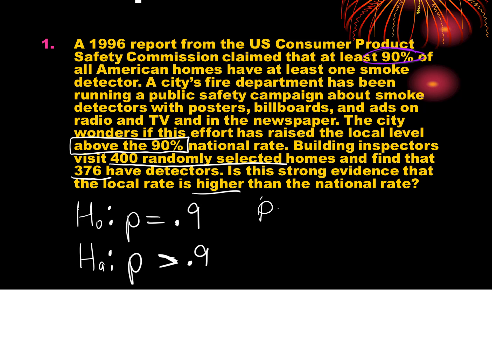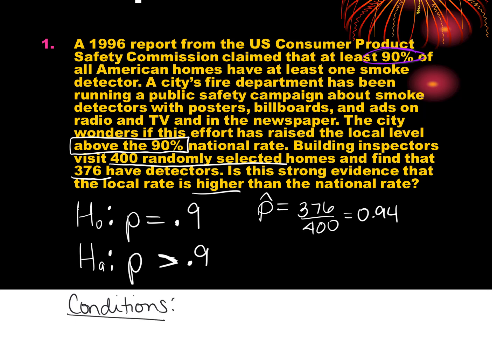Well, what do we have? p hat is equal to 376 out of 400. So that means n is 400, right? 94%. So our conditions: 400 should be less than 10% of all homes in the city.